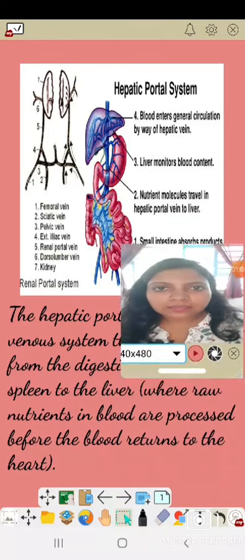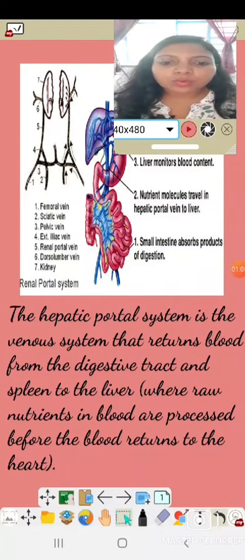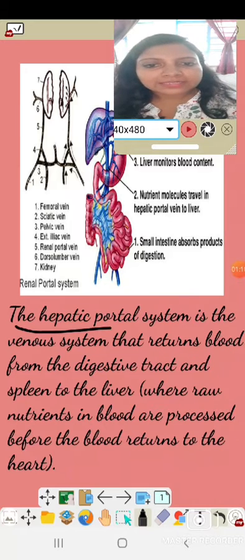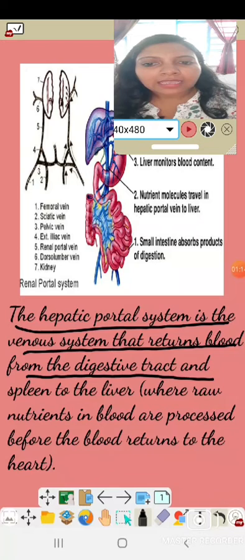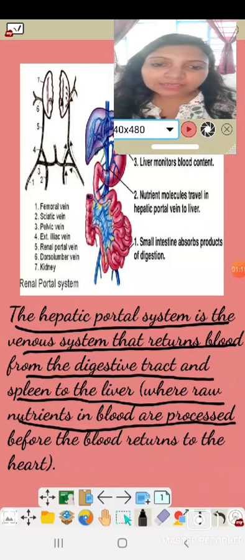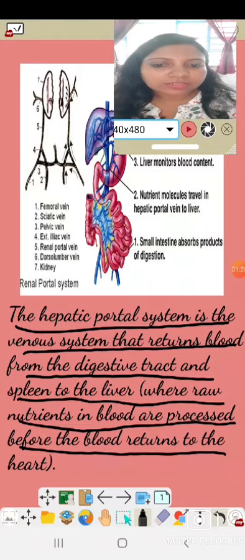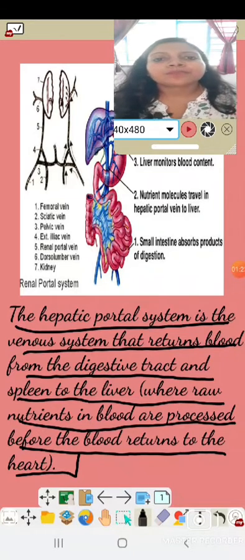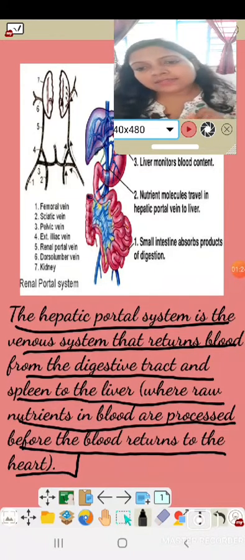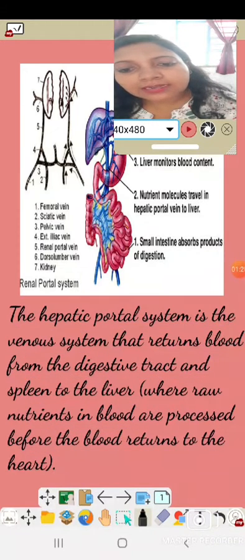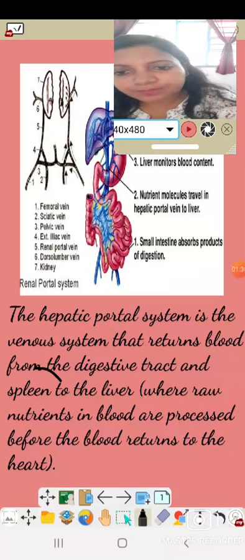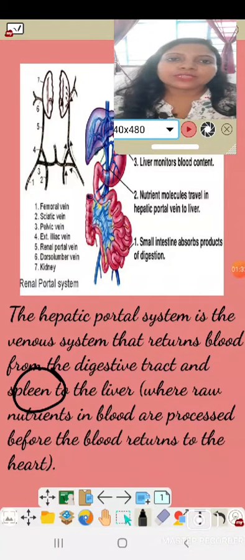So, finally, here it is given: the hepatic portal system. It is the venous system that returns blood from the digestive tract and spleen to the liver, where raw nutrients in blood are processed before the blood returns to the heart. So, in this case, spleen, where is the exact location of the spleen? Where do you find the spleen?